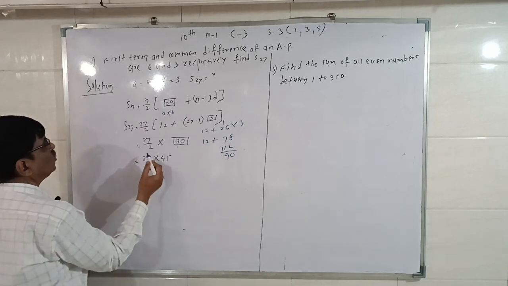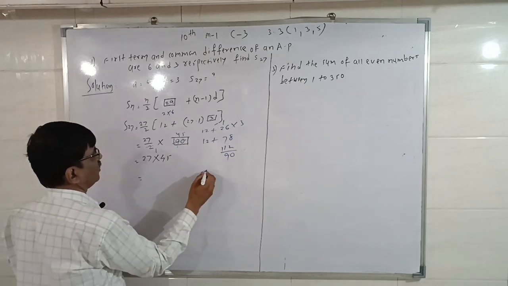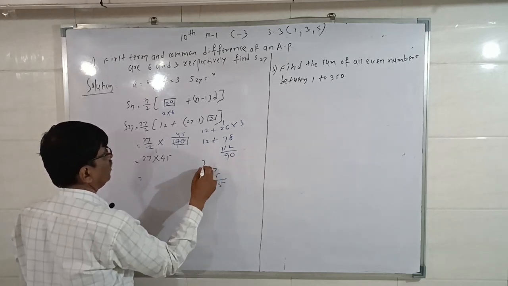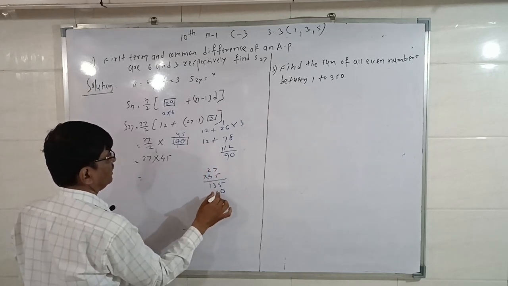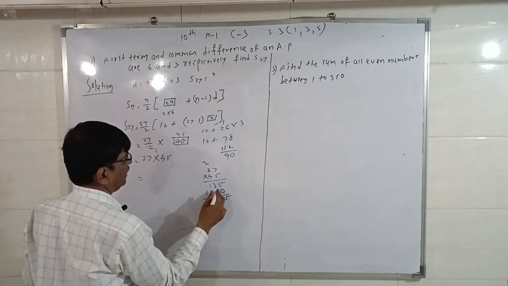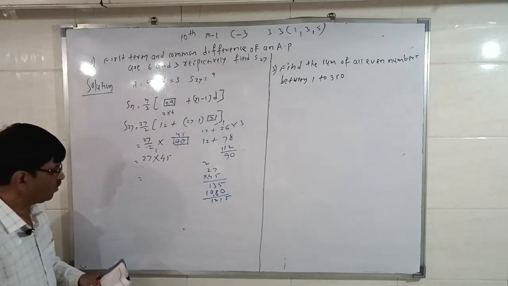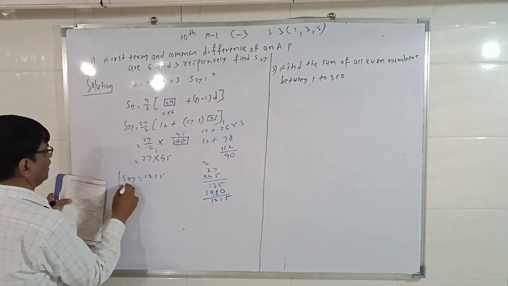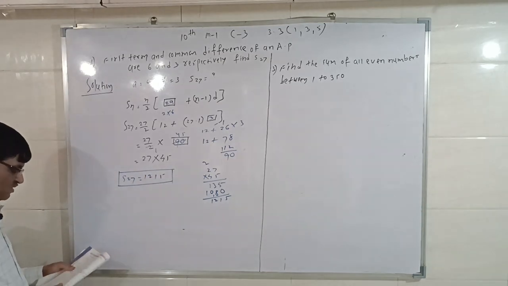90. Okay, so 2 and the 2, 2 for the 2 5. Therefore, 27 into 45. 5 7 is 35. 5 2 is 10 plus 3, 13. Barabar. 4 7 is 28. Carry 2. 4 2 is 8. 8 plus 2 is 10. So 1215 is the answer of S27. Therefore, S27 is 1215.